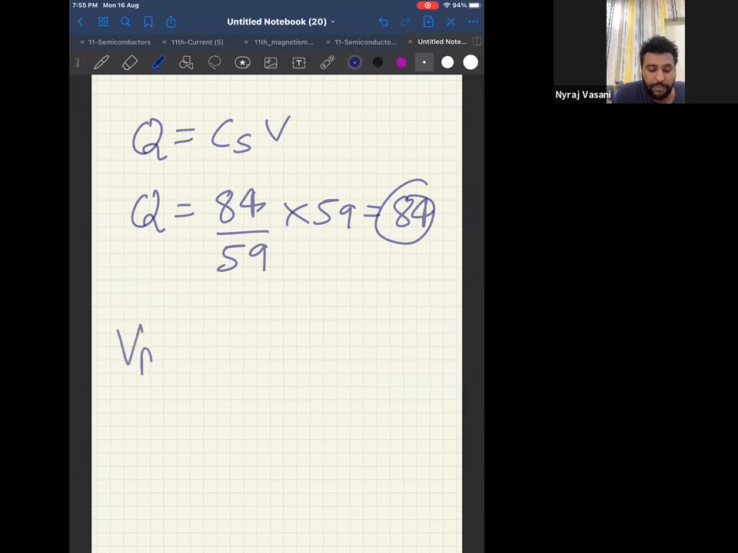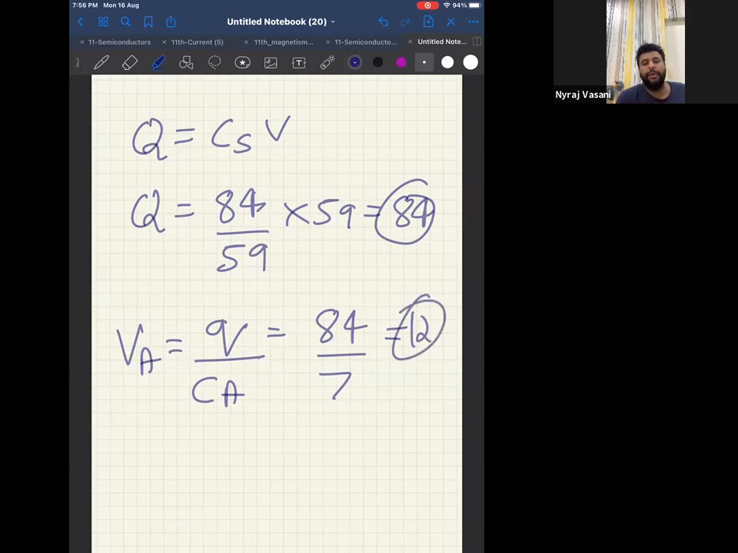Therefore, potential on plate A, V is equal to Q by capacitance of plate A. Now, what is the overall charge? Overall charge is 84. And what is the capacitance of plate A? If you look at the diagram, capacitance of plate A is 7. Therefore, the answer is 12. Check.